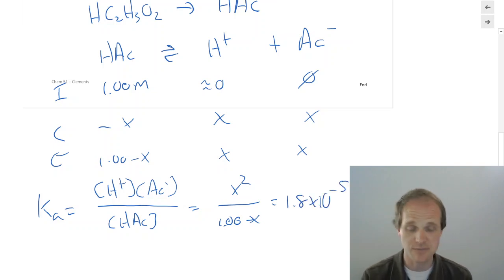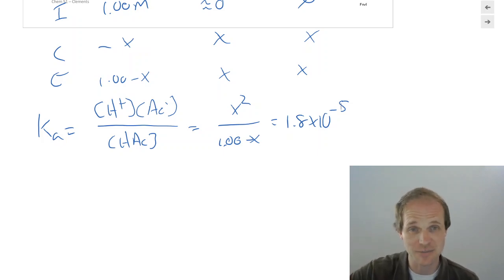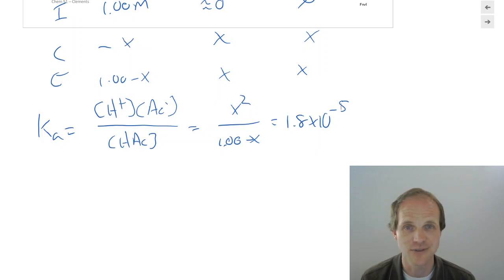We are good for the small x assumption. I just realized something. On the last problem, I forgot to check my assumption. It turns out it's very good, but ooh, I lost some points on a test or quiz because I didn't check my assumption. You have to check your assumption every time.